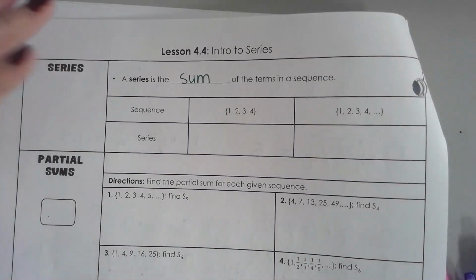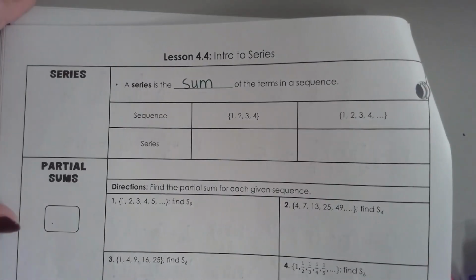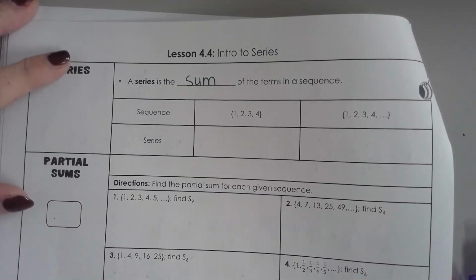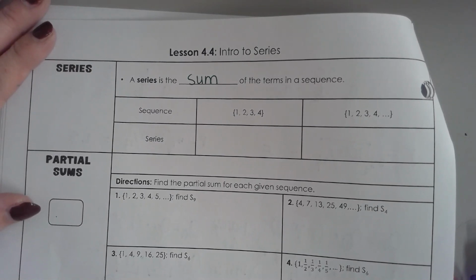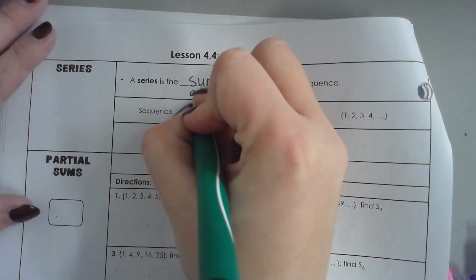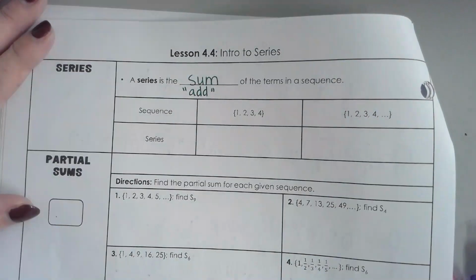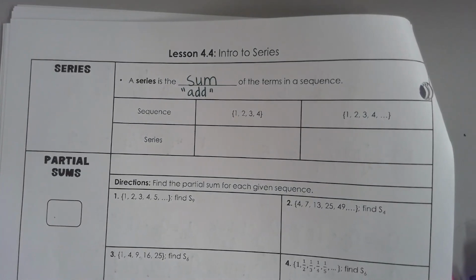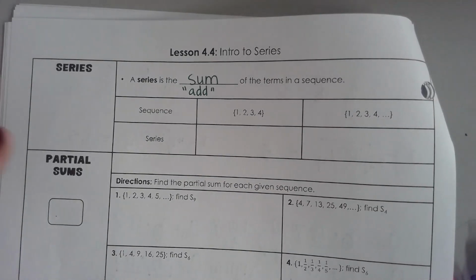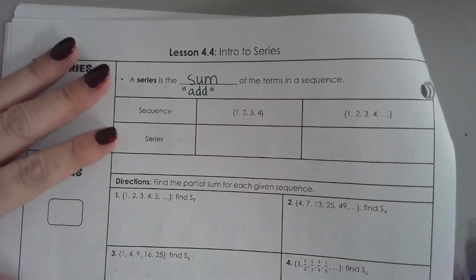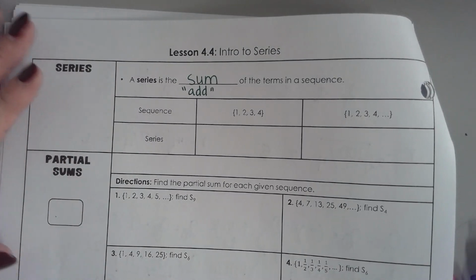So what does the word sum mean? Total up. What mathematical calculation are you doing? Which one is it? Sum means to add. So a series is when you add up all of the terms in a sequence. So regardless of how you get the numbers, you're going to add the numbers up.